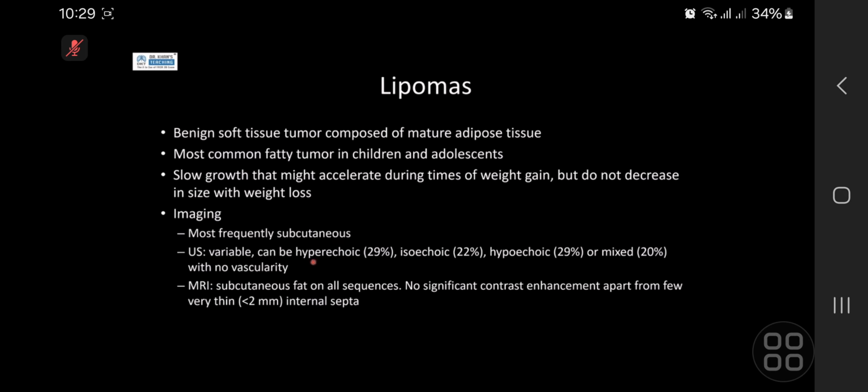Ultrasound is very variable. It can be hyperechoic, isoechoic, hypoechoic or mixed, depending on the type of fat in it. On MR, you have complete fat suppression, but you can have some septations, and you can have a little bit of contrast enhancement as well. Again, I don't think this is a topic that would be given to you in exams, because it's really more of a specialist type. Yeah, I think that's the end.